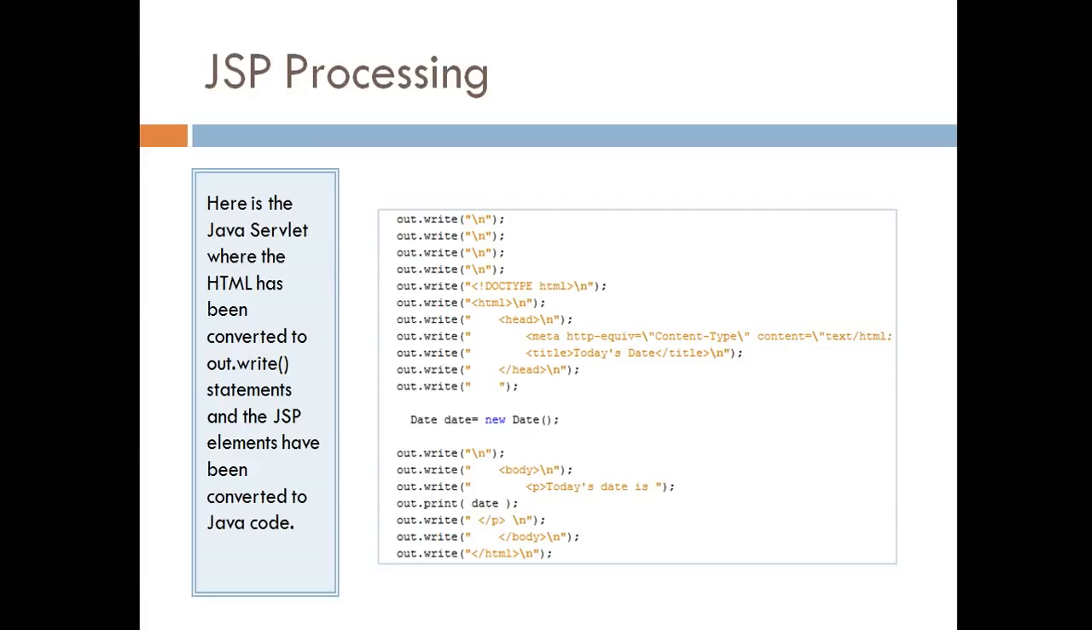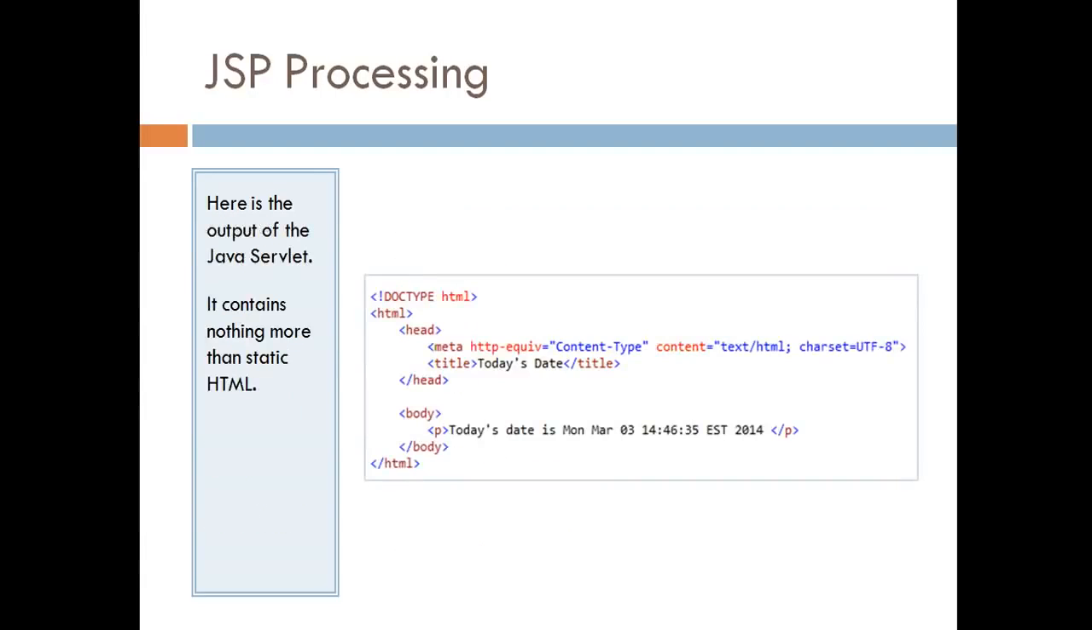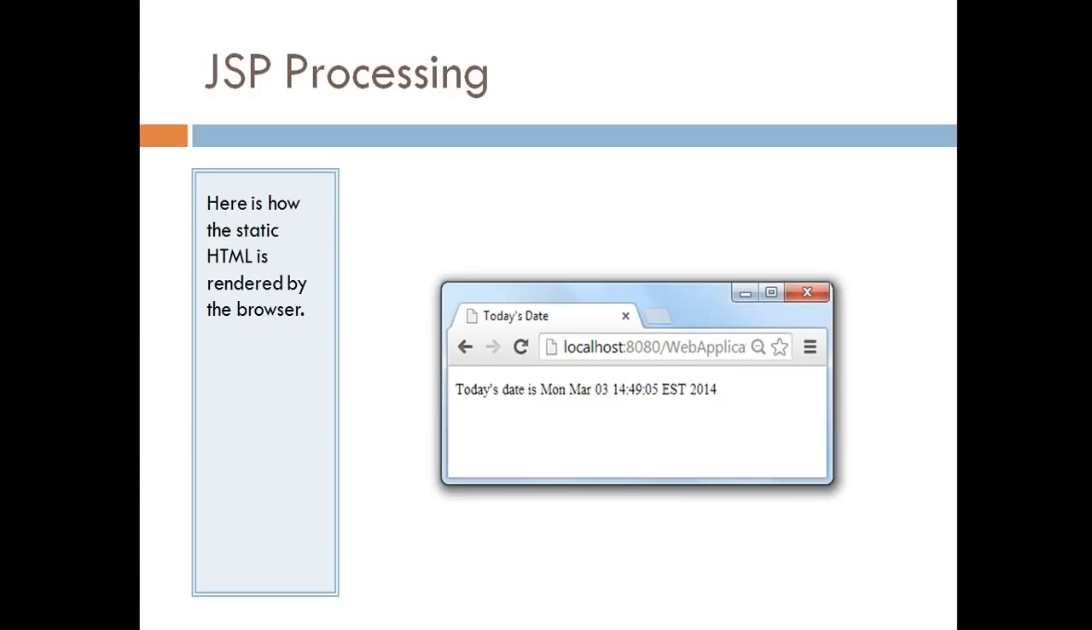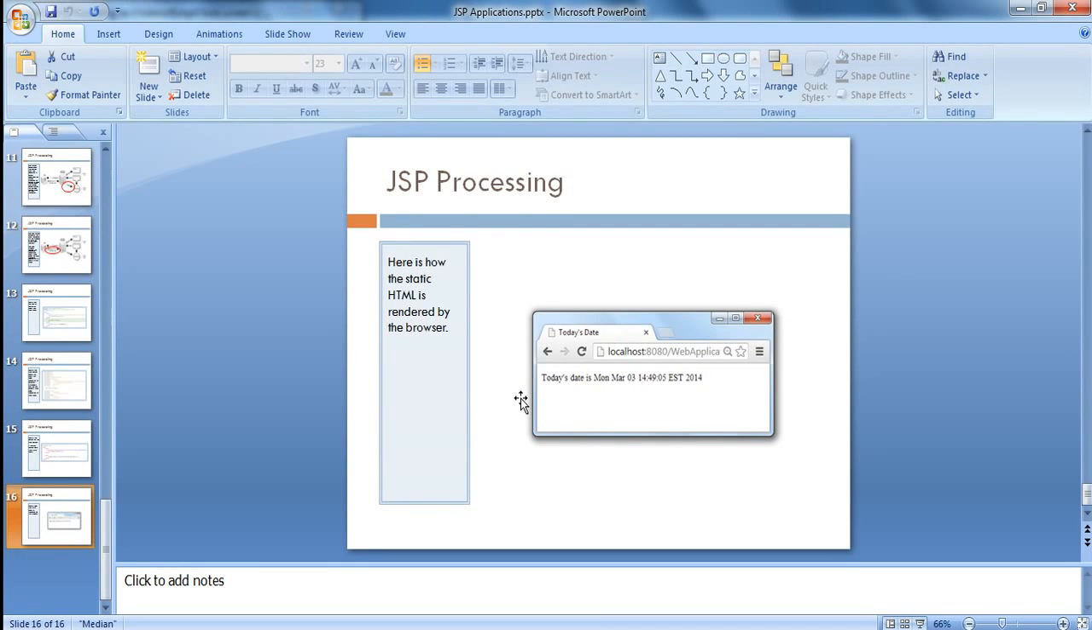Well, this Java servlet gets compiled and then it gets executed by the servlet engine. And what does it produce? This servlet produces nothing more than static HTML. What you're looking at now is the output of the servlet, and it's nothing more than static HTML. This static HTML gets wrapped up in an HTTP response and sent back to the web browser, and then the web browser renders it just like it would render a static HTML page, and this is what we would see in the browser. So it's some pretty interesting processing that takes place.